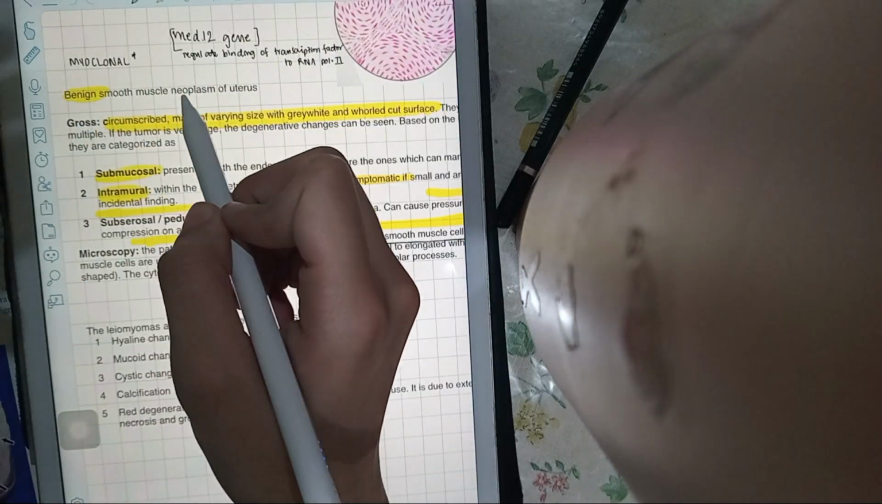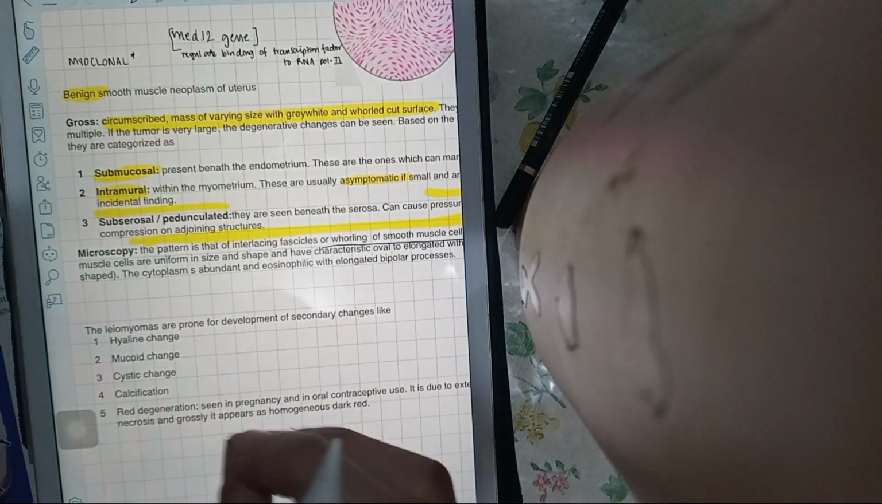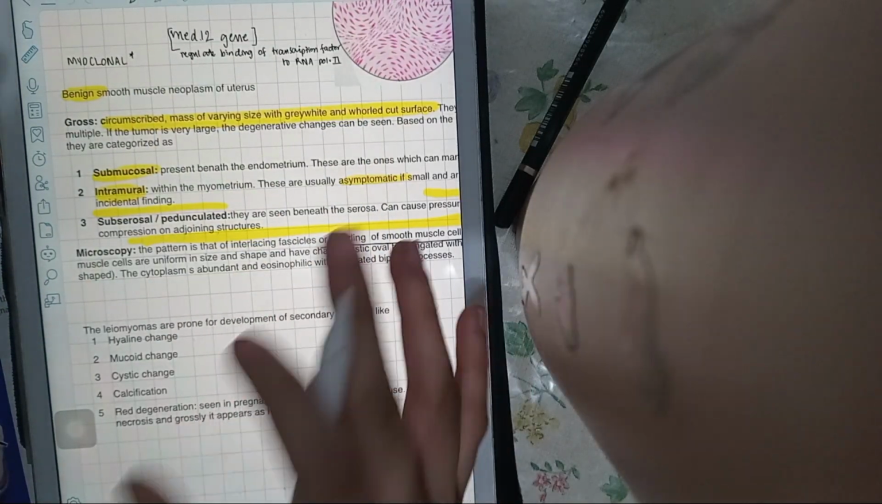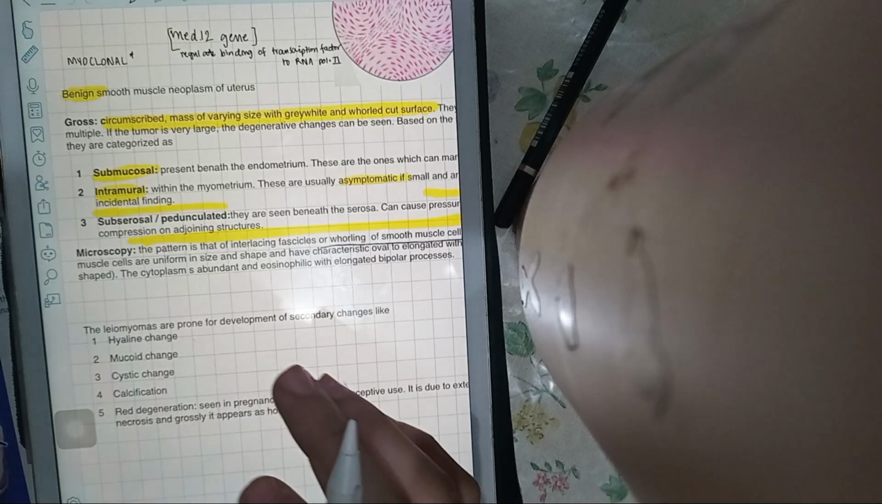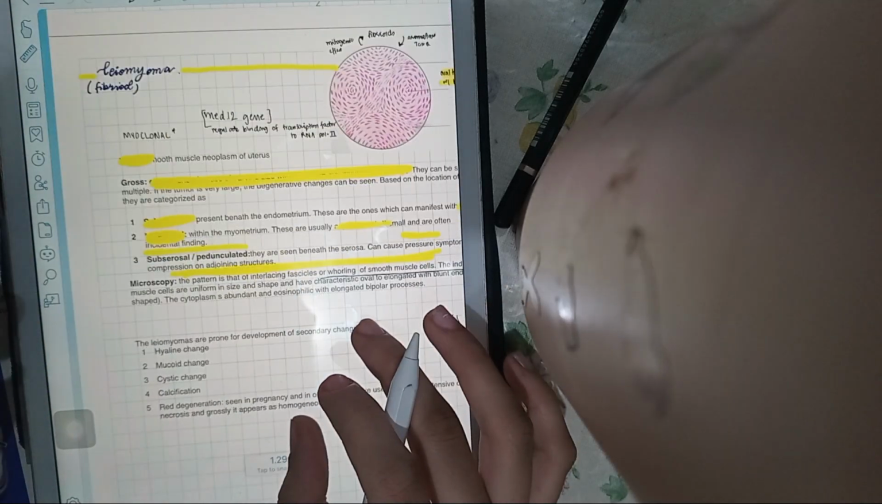So this is a benign smooth muscle neoplasm of the uterus. It is a benign smooth muscle neoplasm. This is very important. These are fibroids, and they are benign and they don't pose a major issue to women.